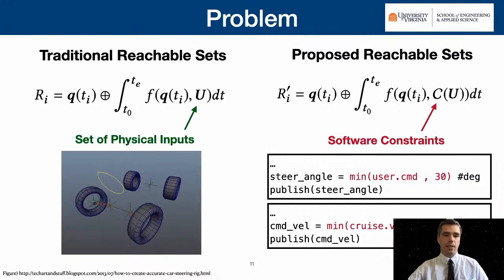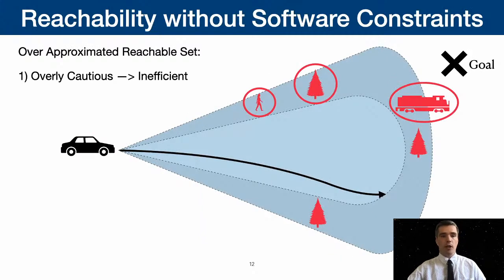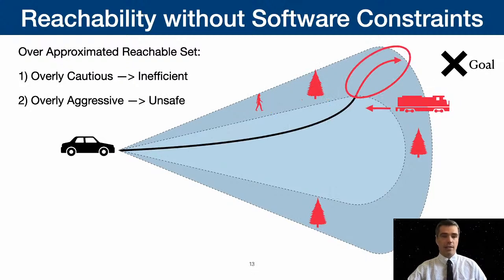This work's insight is that the precision of a reachable set could be dramatically higher by considering the constraints imposed by software. By only considering the physical attributes of a system, you're likely to overestimate its capabilities and thus over-approximate its reachable set. Over-approximating reachable sets have two serious consequences. First, they may result in the vehicle being overly cautious by avoiding obstacles they could not possibly hit, resulting in inefficient behavior. And second, they might be overly aggressive, resulting in unsafe behavior, for example, estimating that it can pass another vehicle where it actually cannot.